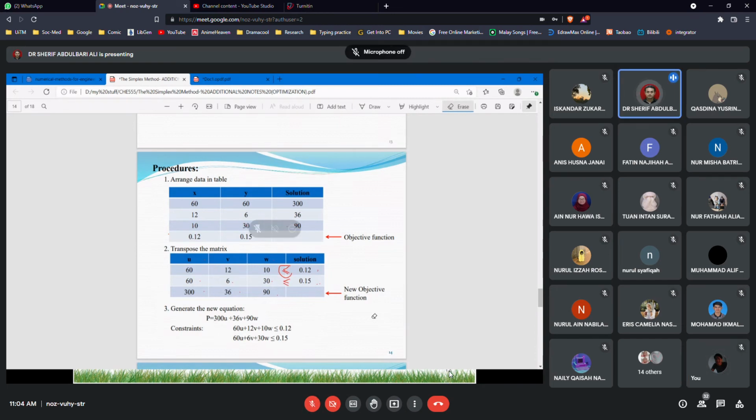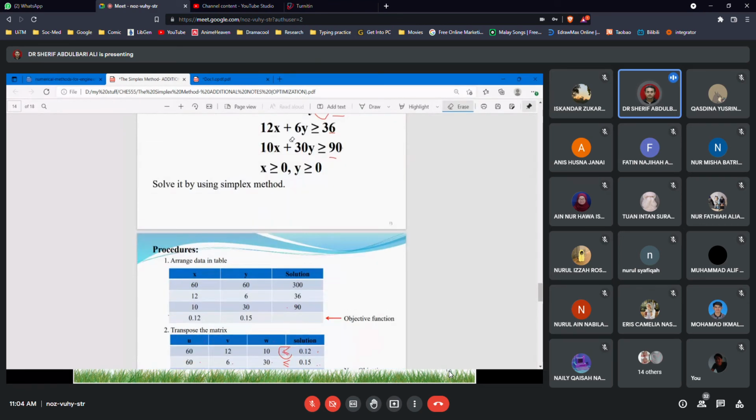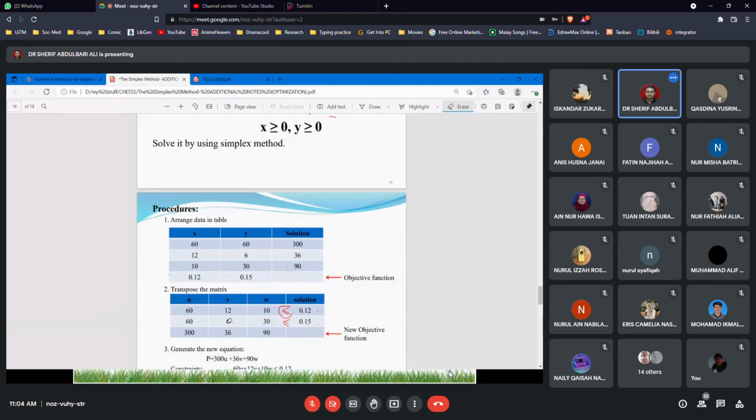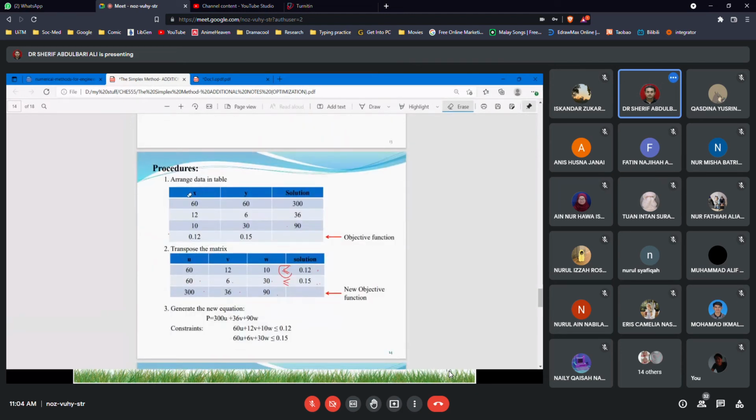Okay, so keep in mind that to transform or convert minimization to maximization is two steps. Put the values from the question in a table and transpose it. You have to transpose. This is how to convert. And make sure that the last row is the objective function.